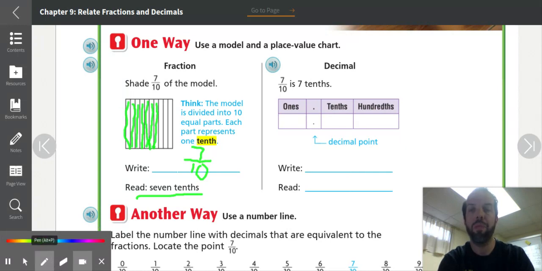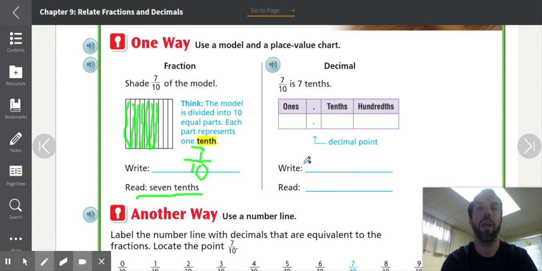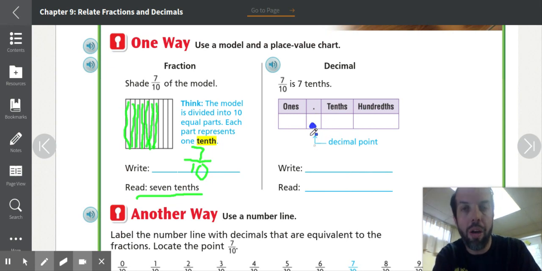All right, now, decimal world, it's a little different. I'm going to change my color here to blue. This chart is showing me place value. Okay, so you'll see here's the decimal point. Now this guy to the left, that's the whole other world. That's the ones, the whole number world.